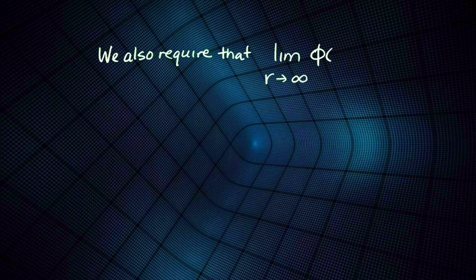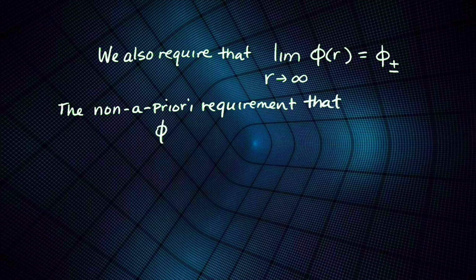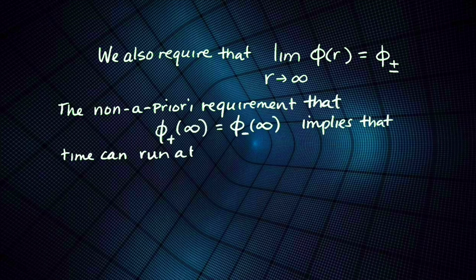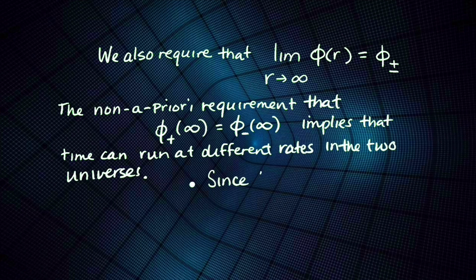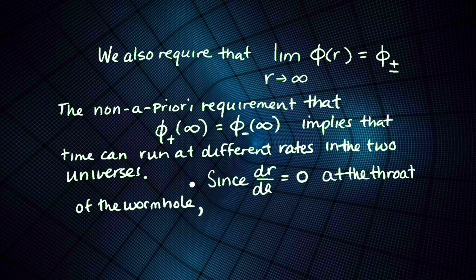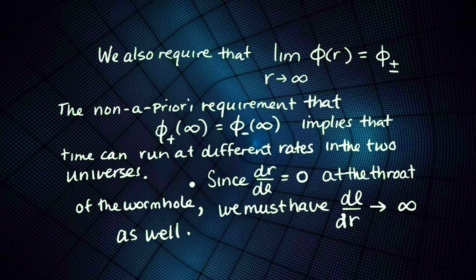We would also require that the limit as r goes to infinity of our redshift function be finite, again going to plus or minus phi, and the non-a priori requirement that at spatial infinity these functions be seen as equal implies that time can run at different rates in the two universes. Since dr by dl is equal to 0 at the throat of the wormhole, we must have dl by dr go to infinity as well.